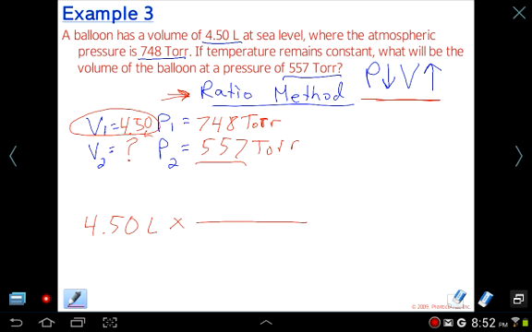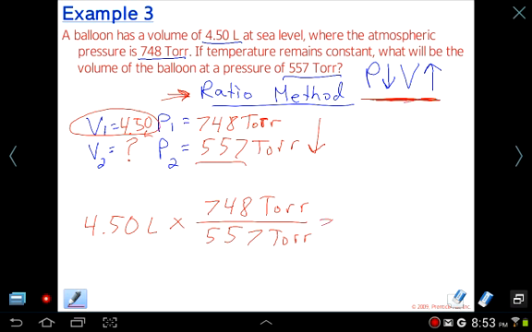According to our relationship, as pressure goes down, in this case we see that our pressure is going down, the volume must go up. So to make the volume go up, we have to put the bigger number on top, 748 torr, and the smaller number on the bottom. And this will ensure that in the end our volume gets pulled up, as is predicted by Boyle's Law.